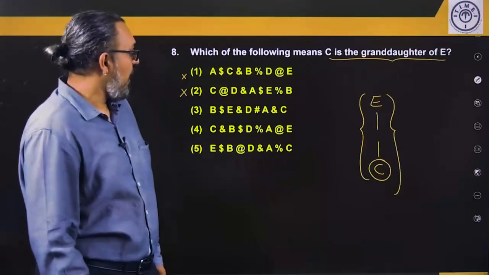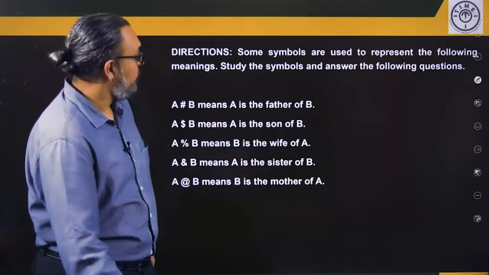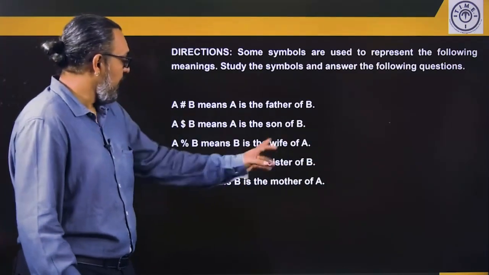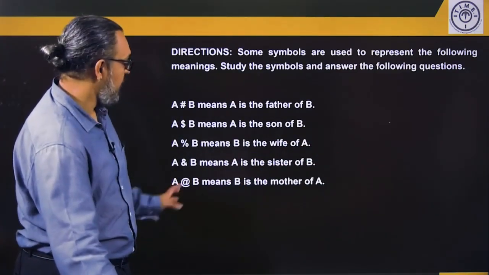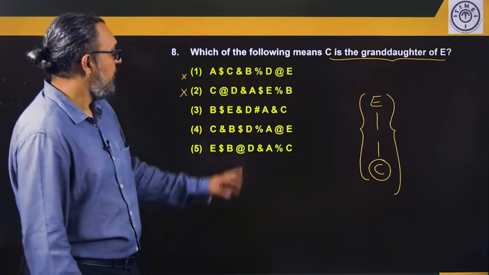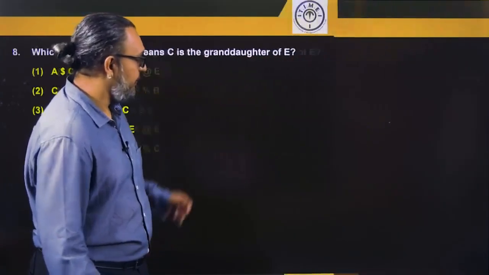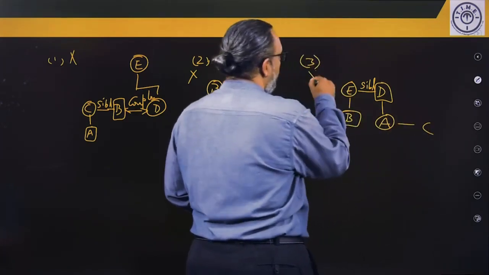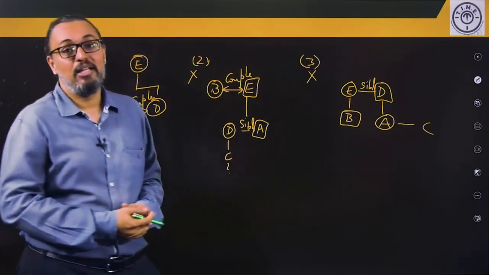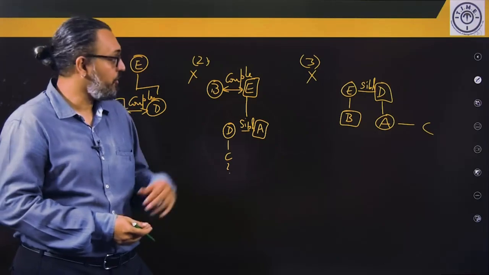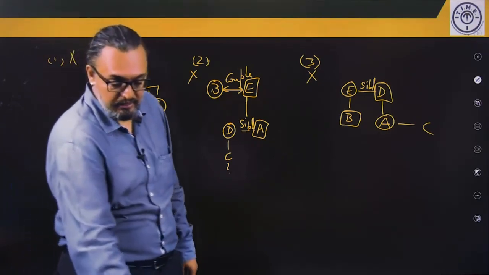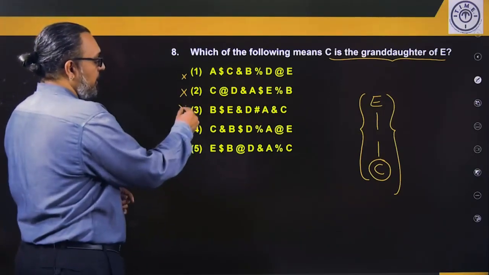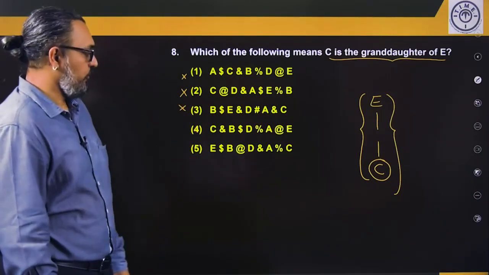And then what do we have? A ampersand C. What does ampersand mean? Again in the forward direction. Ampersand is sister in the forward direction. So A is the sister of C. Now again this is not possible because they are coming in the immediate generations. They cannot come in the immediate generation. So third is also ruled out. So this is also not correct. Then let's look at the fourth.